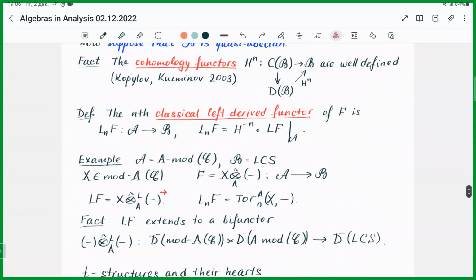In fact, if we look again at the total derived functor of the tensor product, it can be shown, it's a more or less standard fact of homological algebra, that this functor extends to a bifunctor defined on the product of the respective derived categories of right topological modules and left topological modules, and it takes values in the derived category of locally convex spaces.